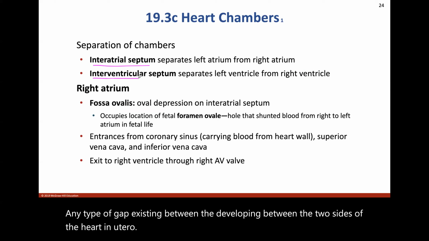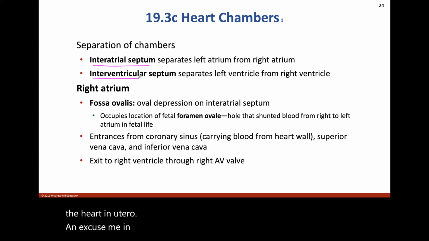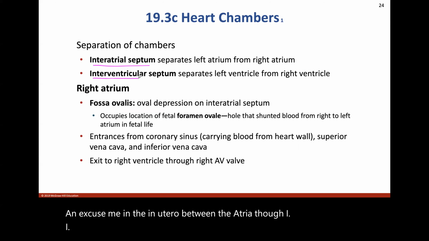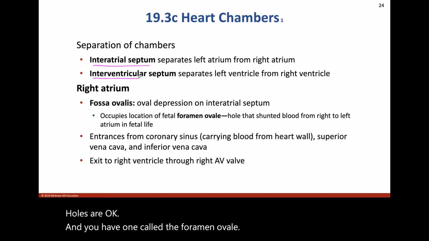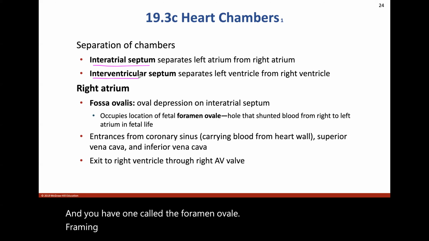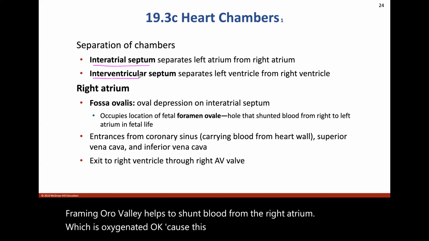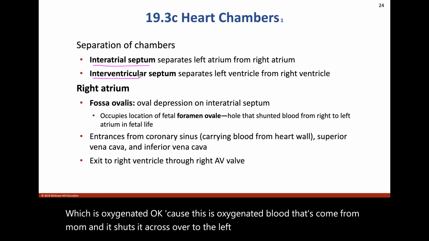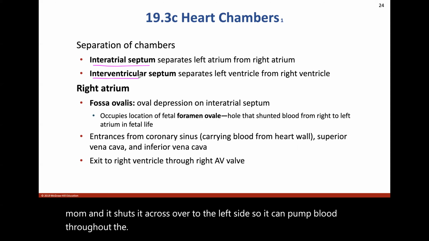Excuse me, in utero between the atria, though, holes are okay. You have one called the foramen ovale. The foramen ovale helps to shunt blood from the right atrium, which is oxygenated, okay? Because this is oxygenated blood that's come from mom. And it shunts it across over to the left side so it can pump blood throughout the growing fetus.